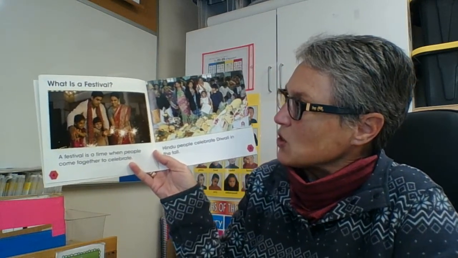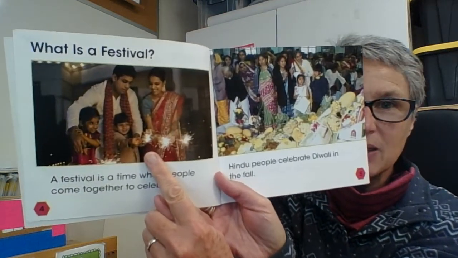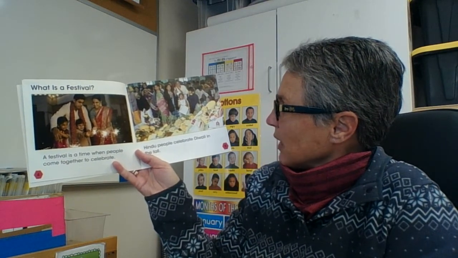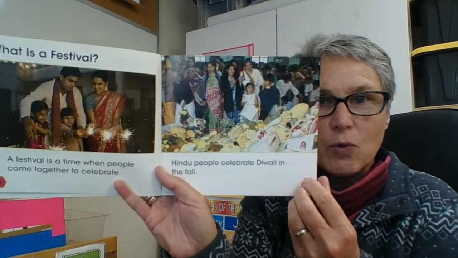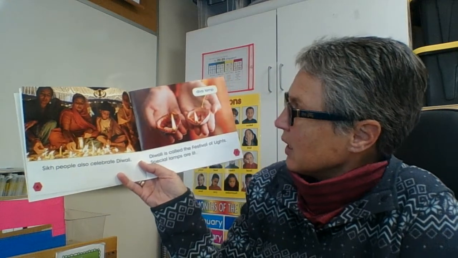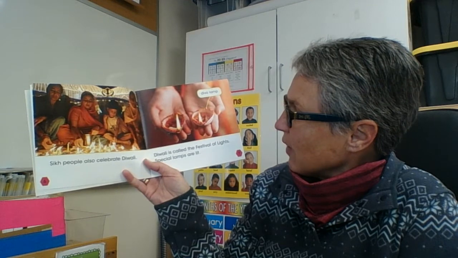What is a festival? A festival is a time when people come together to celebrate. Well, we've got a family that has come together right there. Hindu people celebrate Diwali in the fall. Wow, and we know that it is the late fall right now, so pretty close to Diwali. Sikh people also celebrate Diwali. So Hindu and Sikh celebrate Diwali. Diwali is called the Festival of Lights.